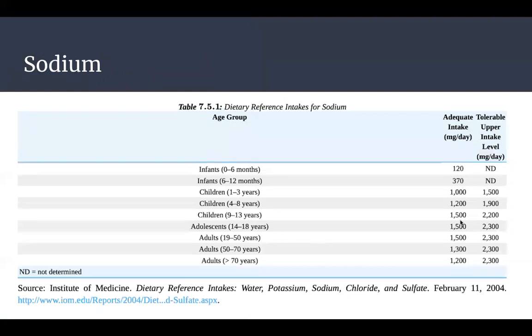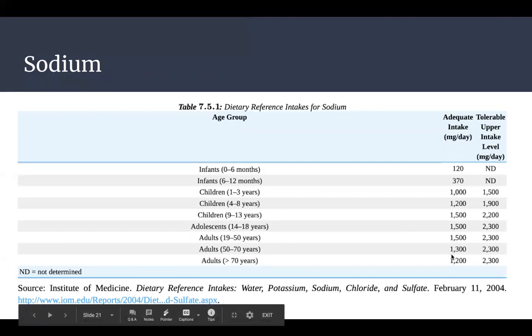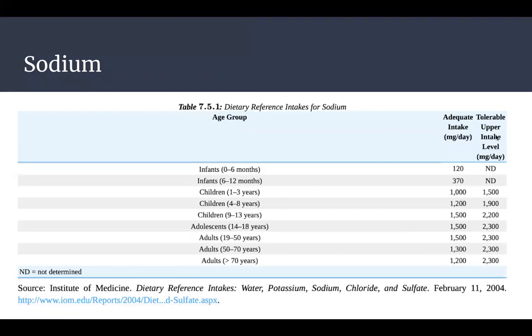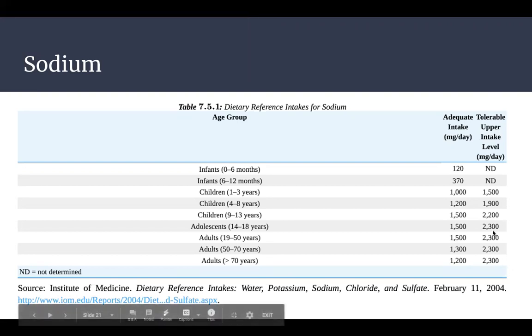Sodium, we have both an adequate intake given and also a tolerable upper intake level given. The recommendation is approximately 1 teaspoon of salt per day, which, when you think about it, really isn't that much, considering that a lot of our food products, especially in the US, contain salt. For people with cardiovascular diseases, they're going to want to stick more with the adequate intake as opposed to the tolerable upper intake level. This is not going to be appropriate for someone with cardiovascular diseases.